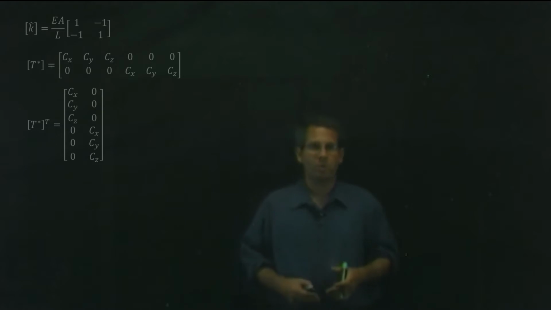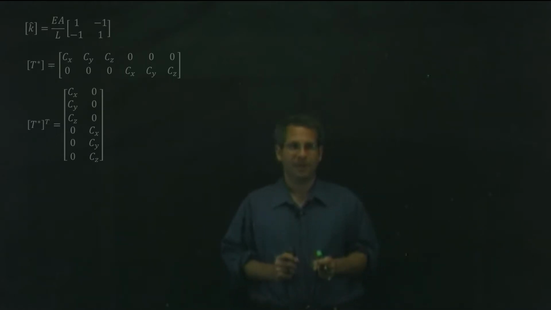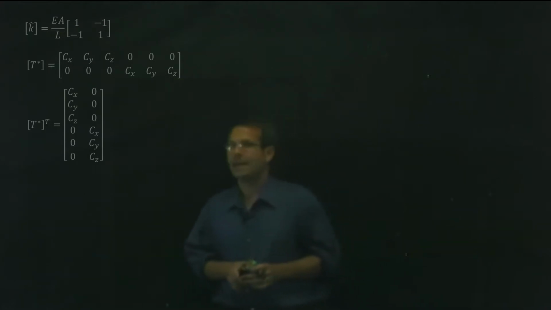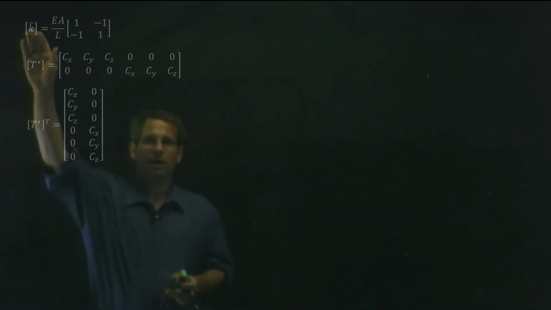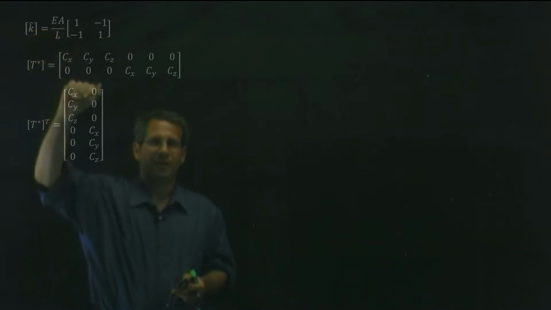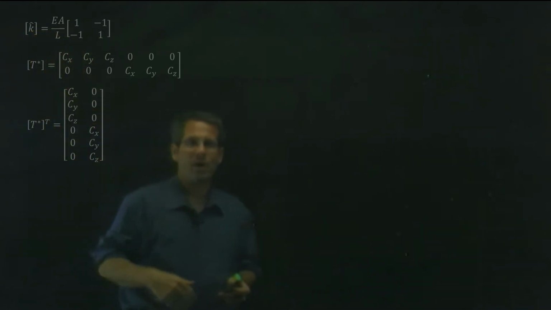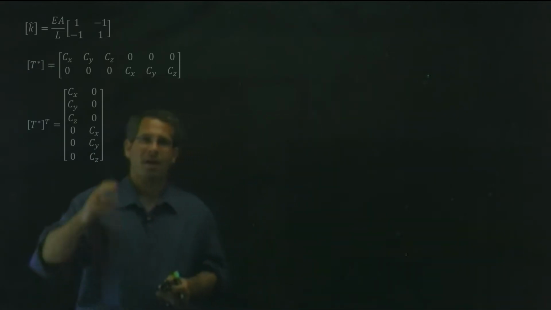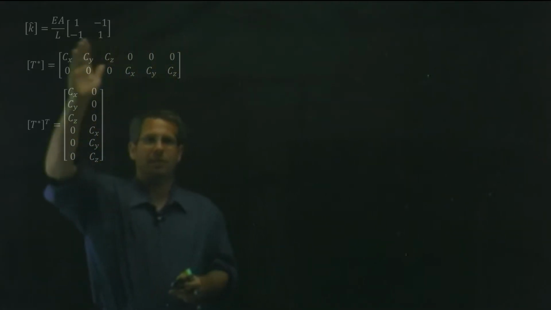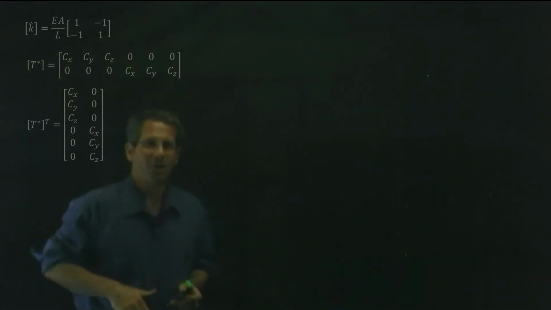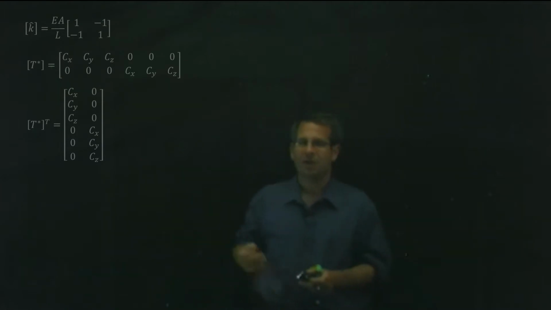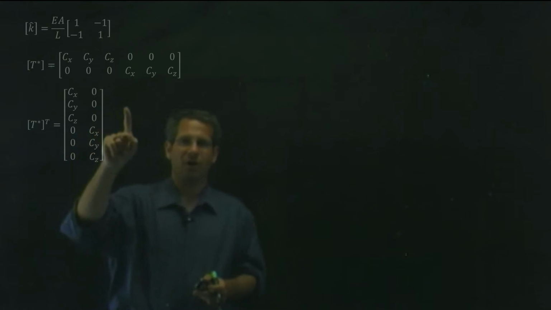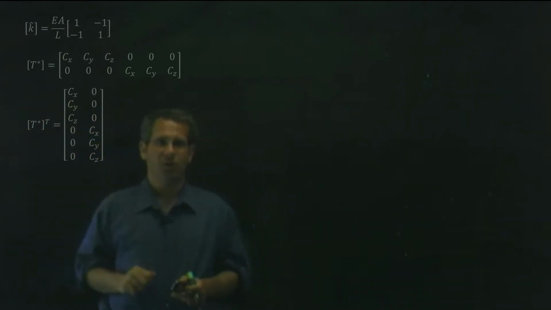In this video, we will find the local stiffness matrix in the global coordinate system. Let's review what we did in the last video. In the last video, we found the local stiffness matrix in the local coordinate system. We also found the transform matrix, which would transform us from the global coordinate system to the local coordinate system. And then we also found the unfortunately named transform of the transform matrix, which will go from the local coordinate system to the global coordinate system.